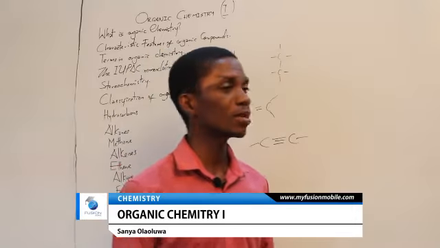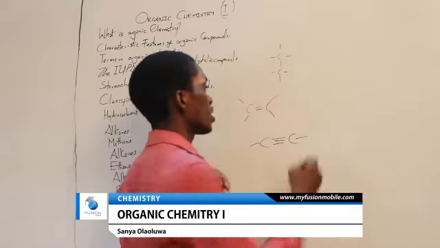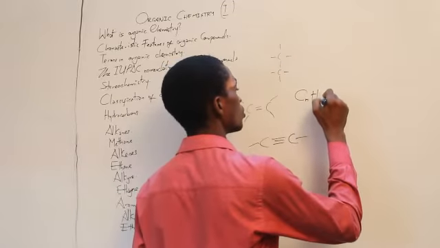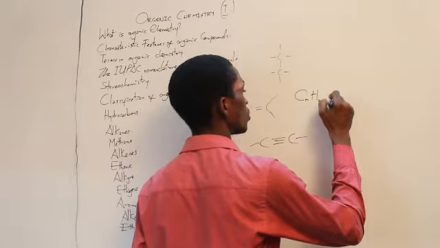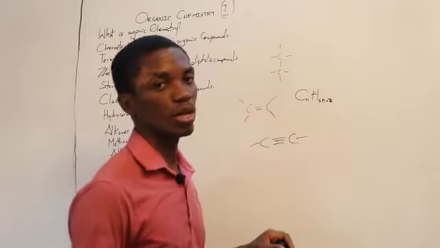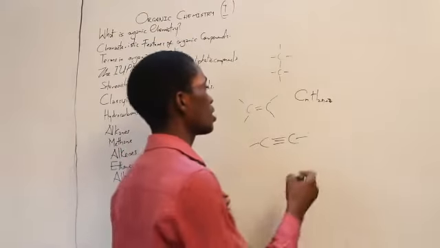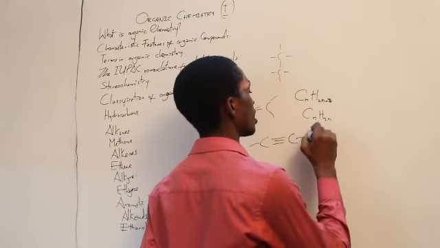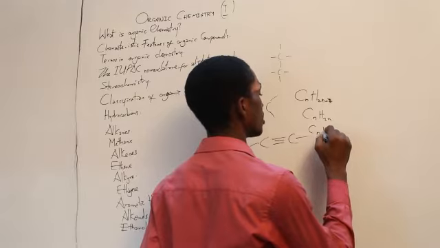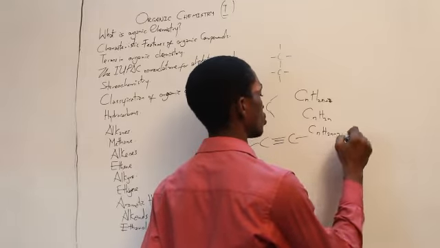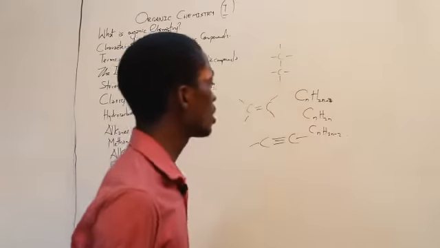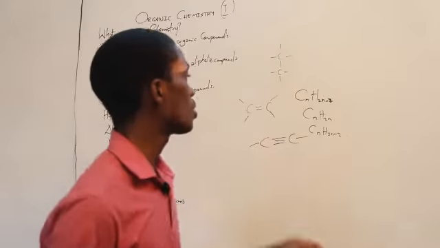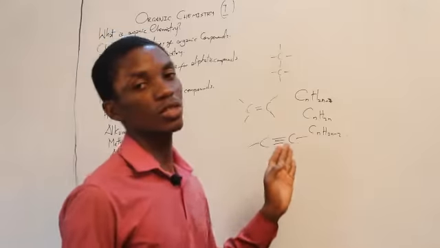For example, the general formula for alkanes is CnH2n+2. Alkenes are CnH2n, and alkynes are CnH2n-2. All of this has a relationship with each of the different groups we are talking about.